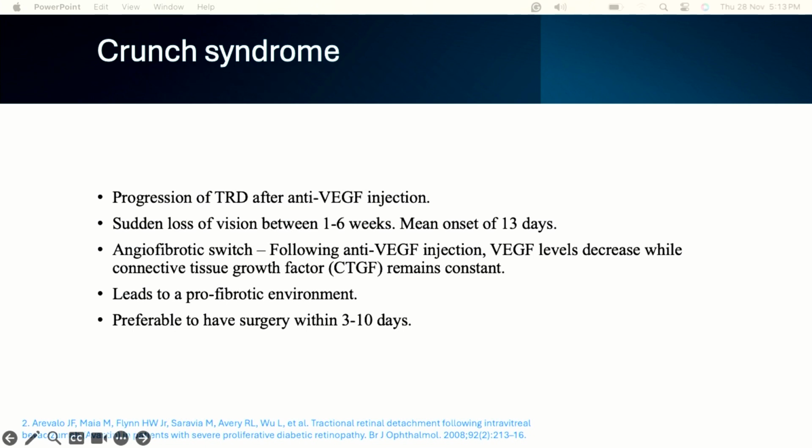Anti-VEGF can also cause crunch syndrome, which is the progression of TRD after an anti-VEGF injection. It can cause a sudden loss of vision between 1 to 6 weeks. The mean onset in the study was found to be 13 days.